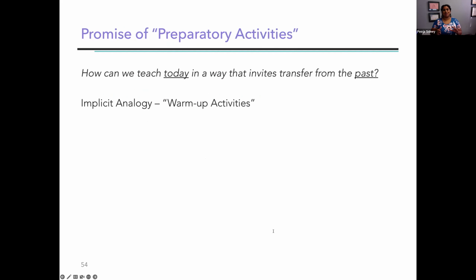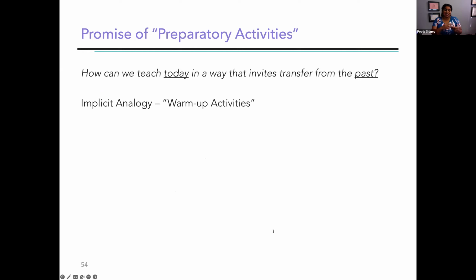Okay, so I want to conclude by making some connections to other research that I see as related to some of the things I've shown you today. In trying to answer this question, how can we teach today in a way that invites transfer from the past? I hope that I've shown you that implicit analogies in the form of these warm-up activities are one way to prepare students to learn from new instruction.